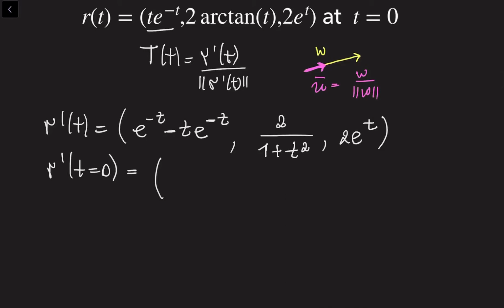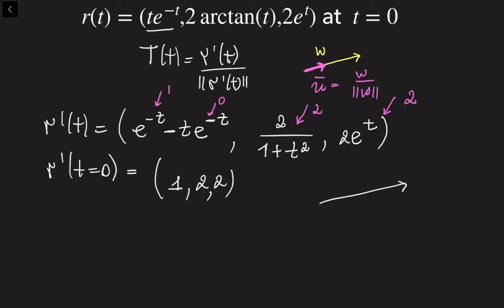It's going to be simply, if I substitute 0 for t, e to the power of t is 1, and this is going to be 0. If I substitute 0 here, it's going to be 2, and if I substitute 0 here, it's going to be 2. So the components of the derivative are going to be 1, 2, 2, and we need to normalize this. Basically, this is just some vector with components 1, 2, 2.